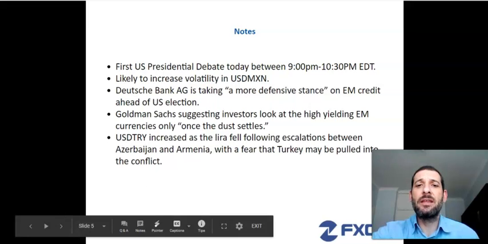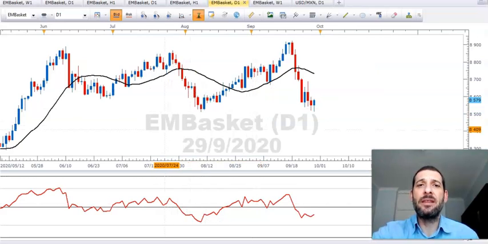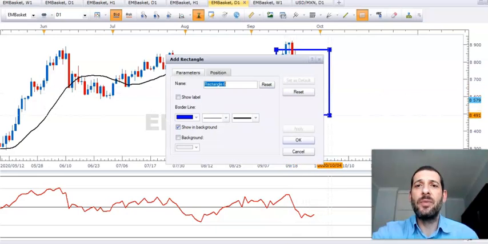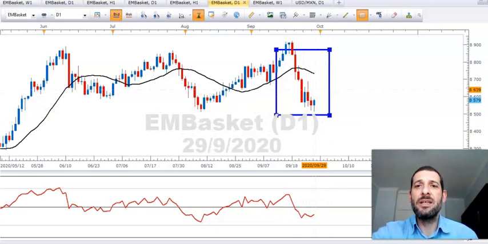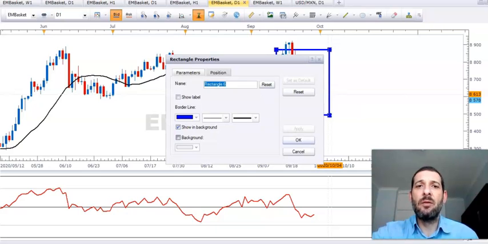Let's take a look at the technicals, and here we're looking at the EMBasket. This is FXCM's emerging market basket, and I want to draw your attention to the fact that the EMBasket is below its 20-day simple moving average, and that 20-day simple moving average is heading in a southeasterly direction. That is indicative of downwards momentum.